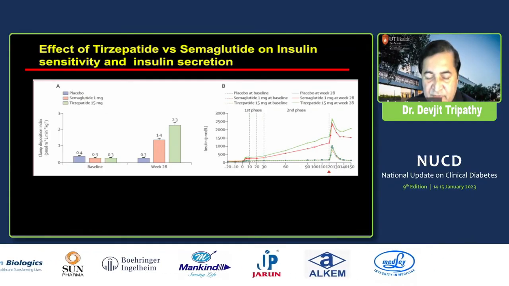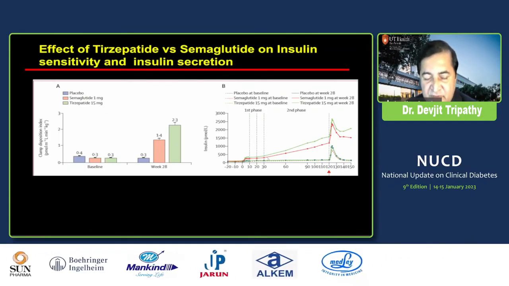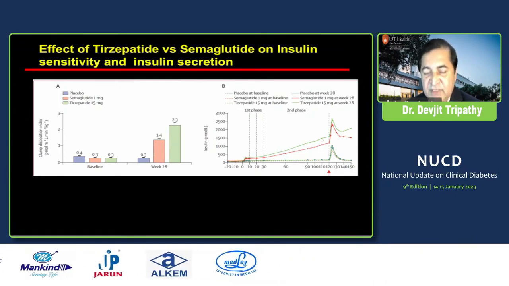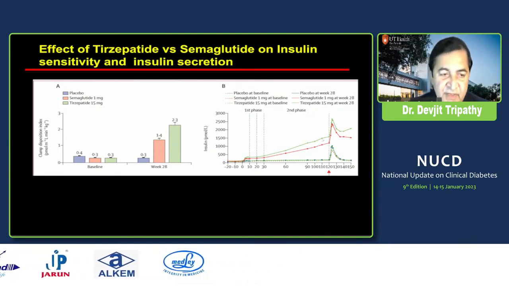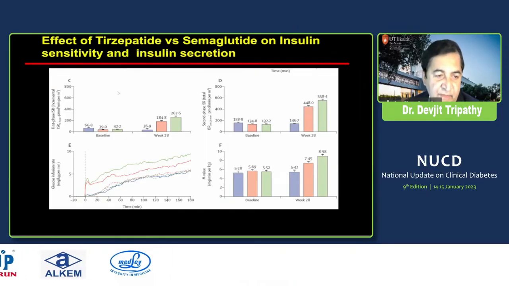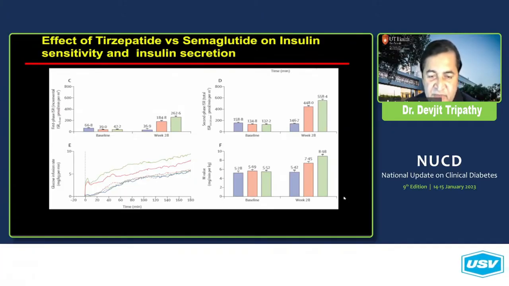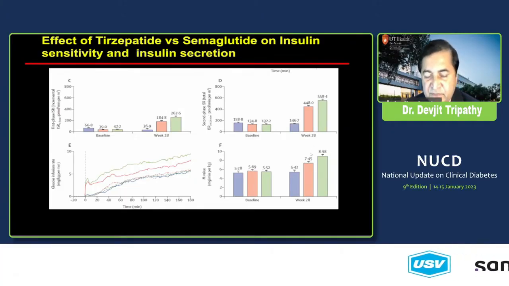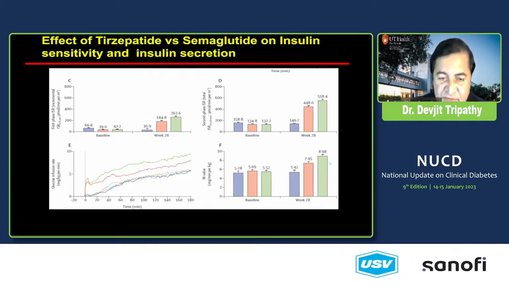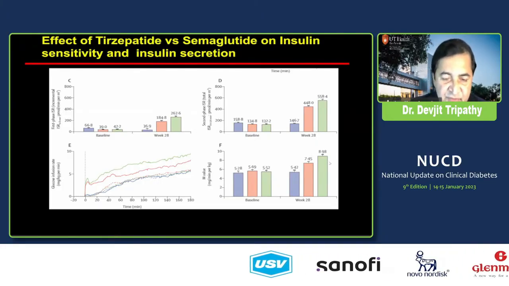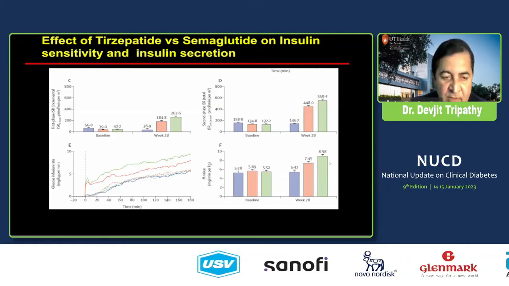However, after 6 months of treatment with semaglutide or tirzepatide, you see a greater effect on first phase insulin response and second phase insulin response with tirzepatide. Here again, confirming that the first phase insulin response was higher with semaglutide. The second phase tended to be slightly higher. Again, the insulin sensitivity was higher with tirzepatide. But again, there was a greater weight loss with tirzepatide than semaglutide. So the weight loss could be contributing to the improved insulin sensitivity.